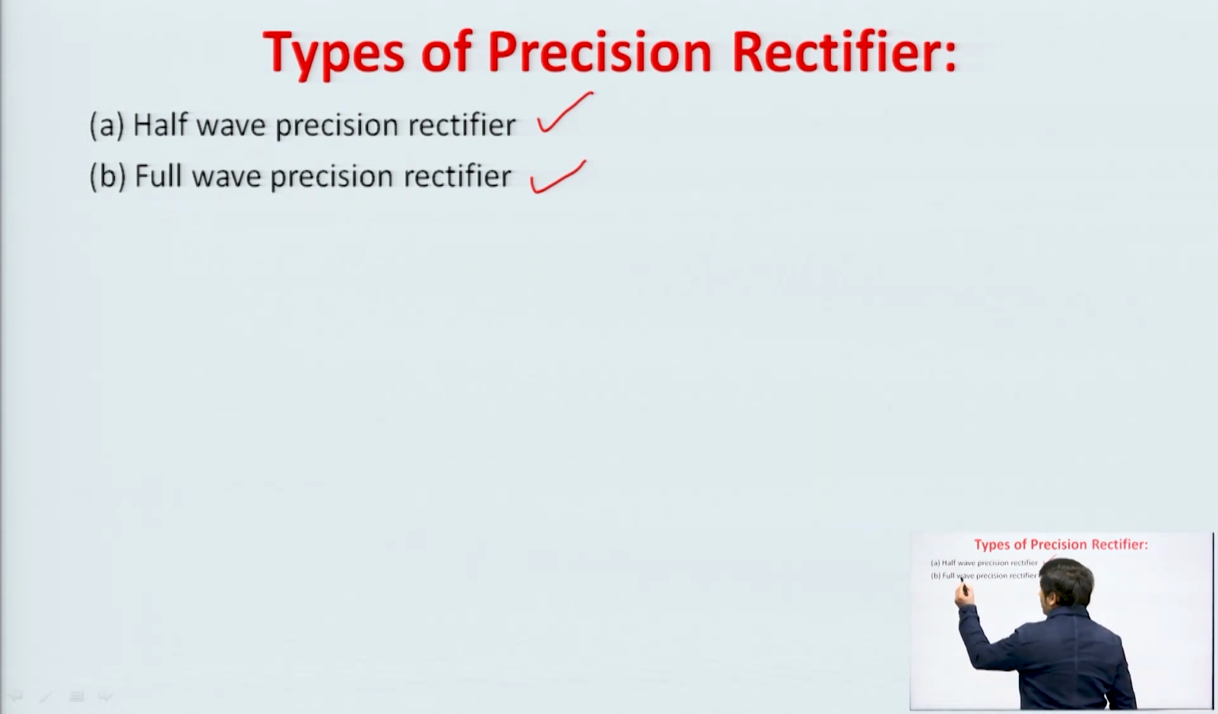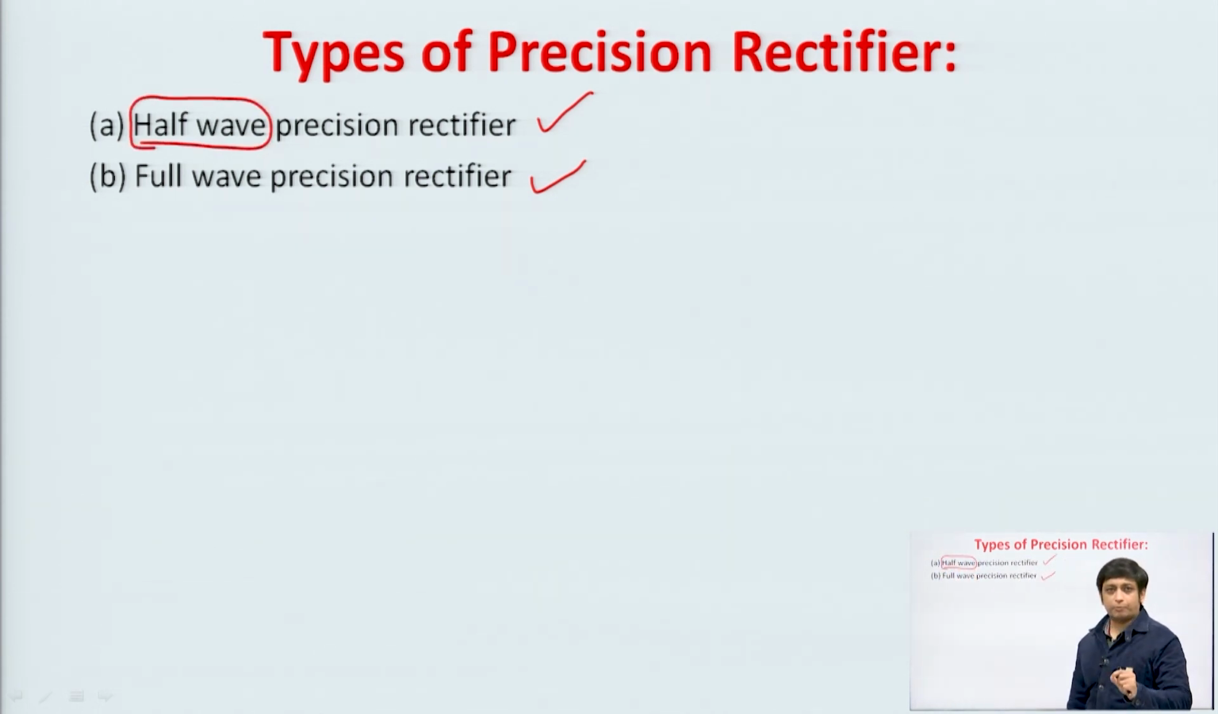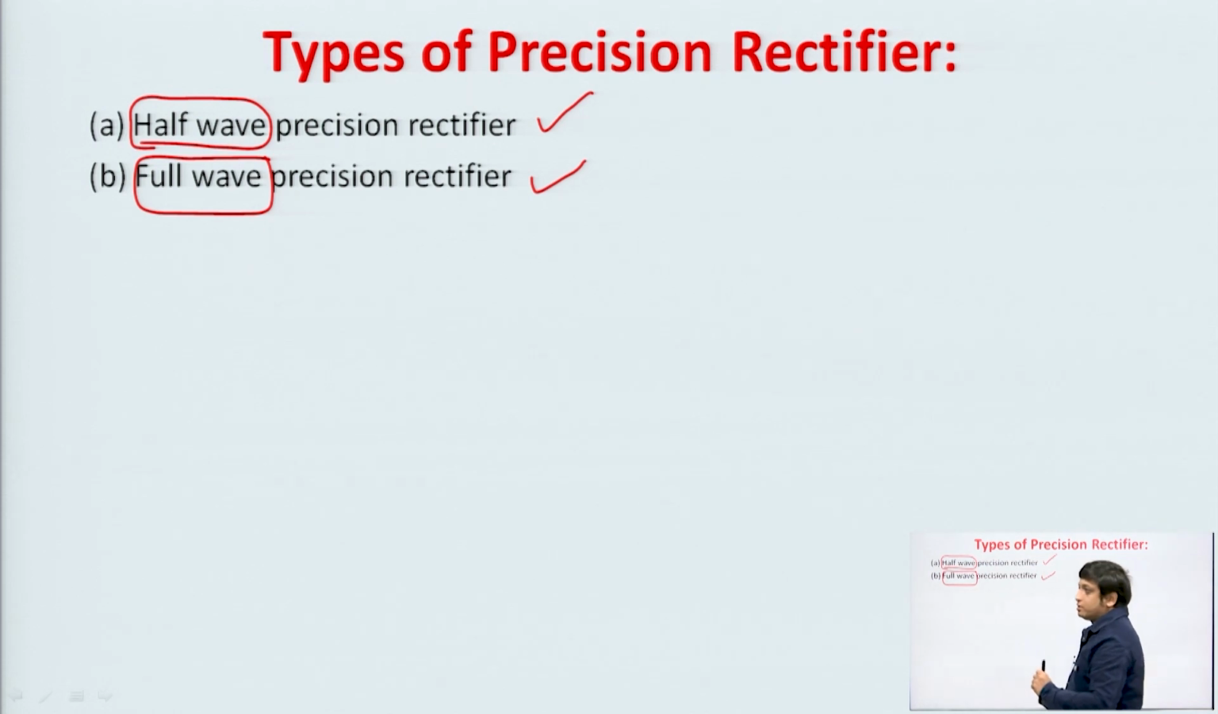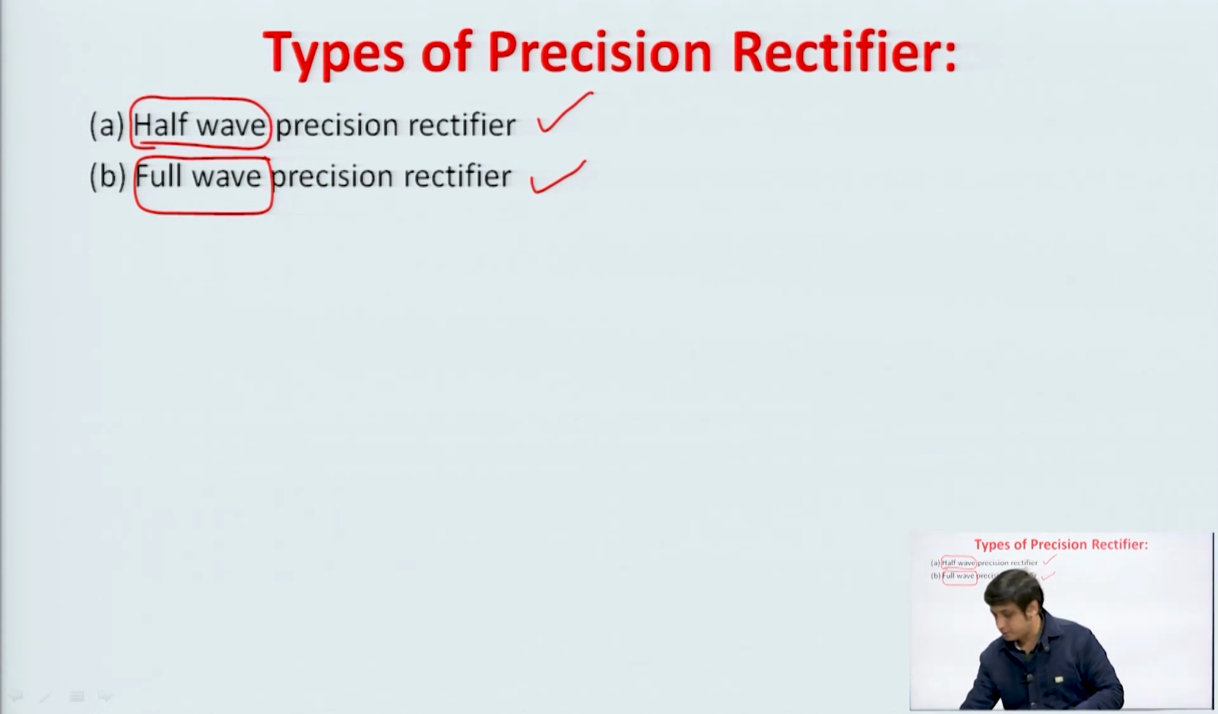Half wave precision rectifier is the rectifier in which we get the output only for the positive value of the input or negative value of the input, but in full wave precision rectifier we get the output voltage for both cases, for positive input voltage and for negative input voltage. Now, we are going to understand the circuit of half wave precision rectifier and full wave precision rectifier.